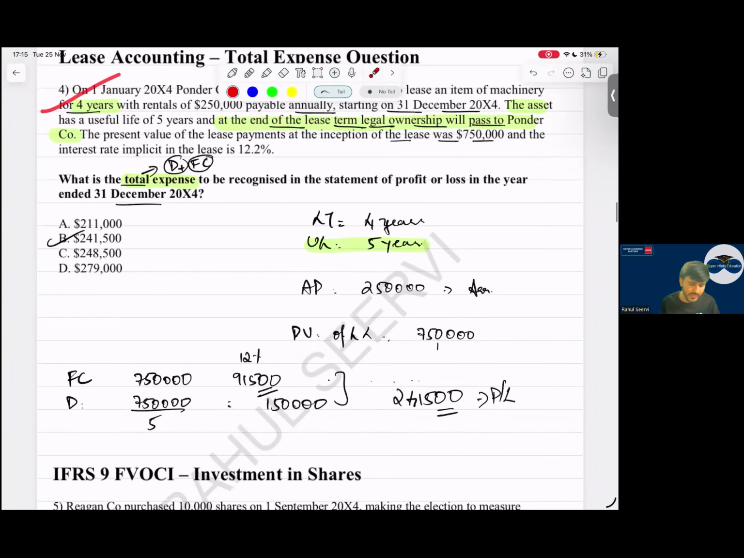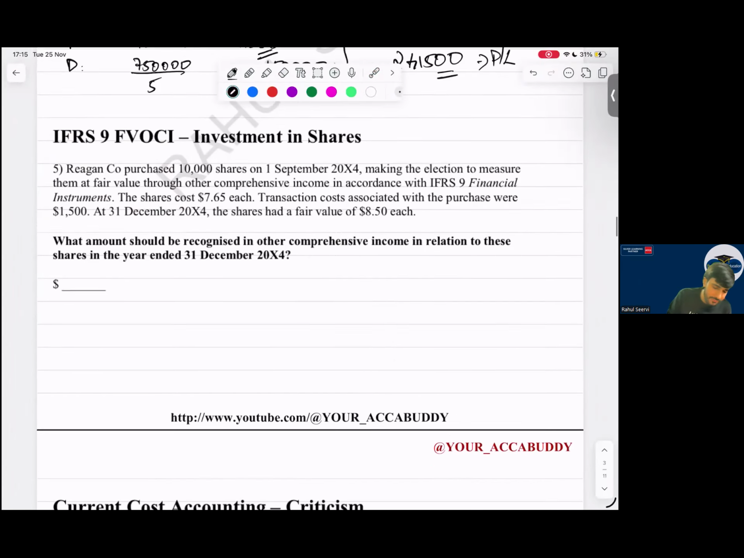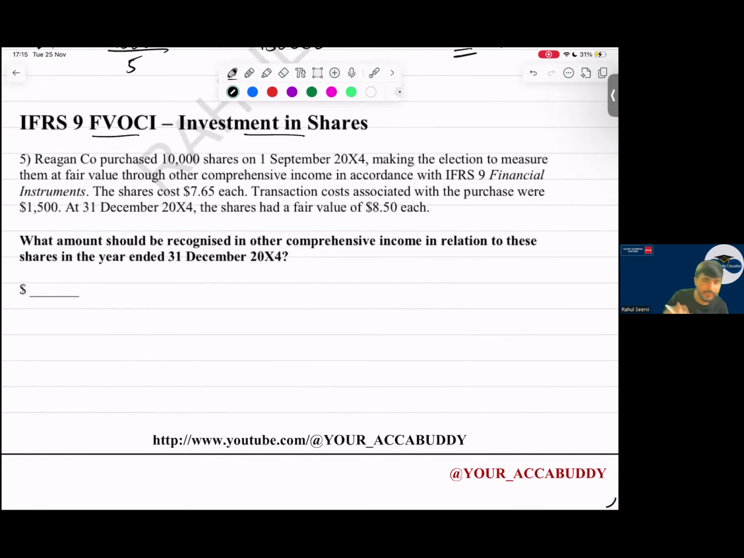Then starting with your next question. IFRS 9, fair value to OCI. It's an investment in shares. Whenever it's a financial asset, we have two categories: debt and equity. Debt has three methods. Equity has two methods: fair value through OCI, fair value through P&L. A simple question. Okay.